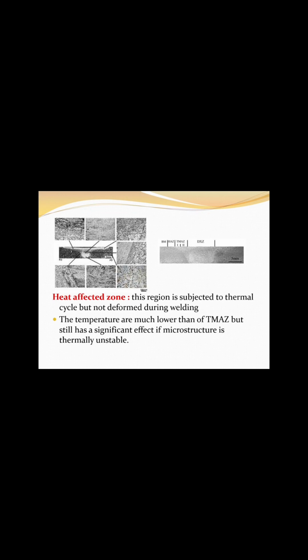Next we can go to the heat affected zone. In the heat affected zone, this region is subjected to the thermal cycle but not deformed during welding. The temperatures are much lower than in the thermomechanically affected zone, but it still has a significant effect if the microstructure is thermally unstable.